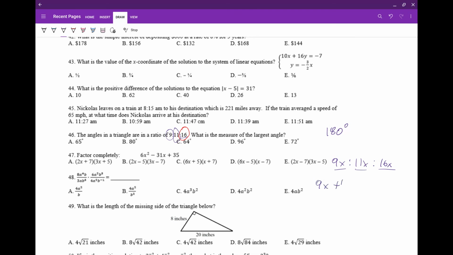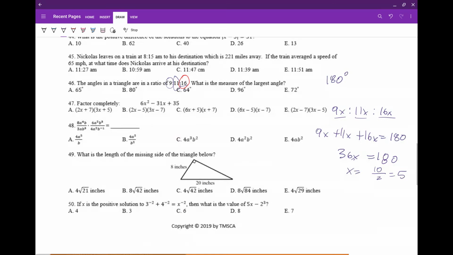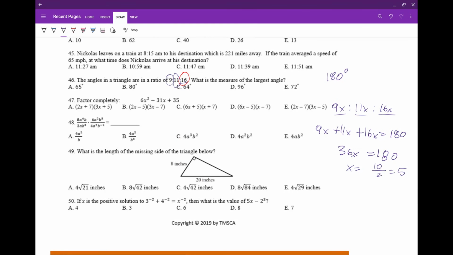So we have 9x plus 11x plus 16x equals 180. That would be 36x is equal to 180. Right? And then you can divide by 36 and you get x is equal to 180 over 36. This is because 180 is 5 times 36. Right? So x is equal to 5.